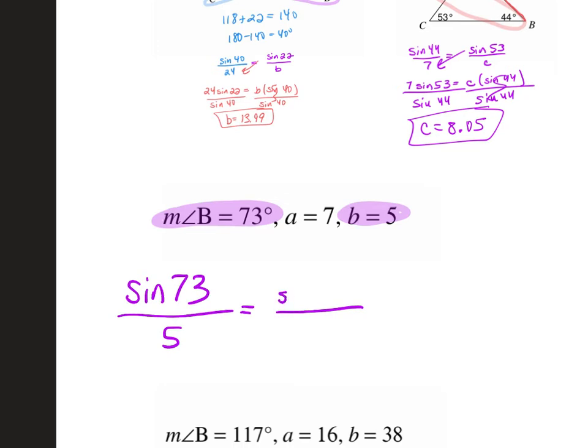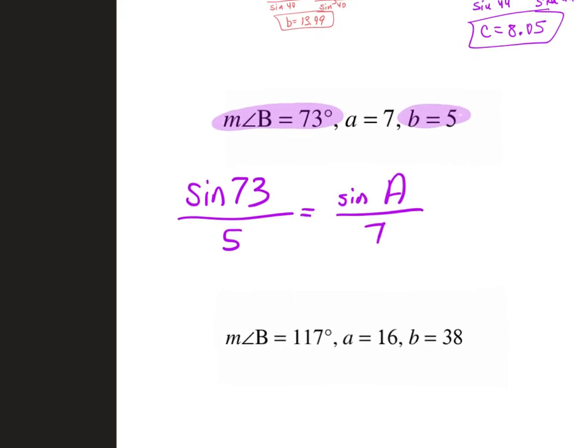Sine of capital A. Good. How do I know it's a capital A? How do I know I'm finding an angle? Because they gave me what? A side. So this one's a little different. We're not finding sides now. We're finding angles. Again, same thing.